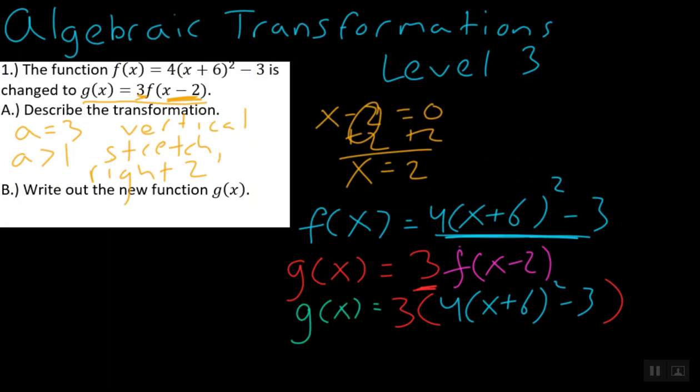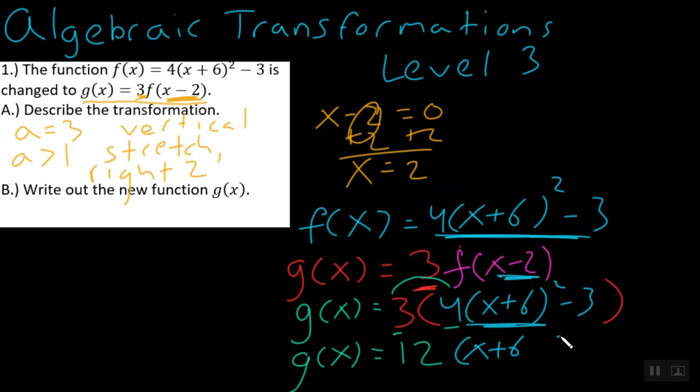And just like we did in our previous problem, I know that when I distribute this 3, it goes towards the coefficient a. 3 times 4 is 12. And what I have on the inside does not change at all. So I have x plus 6. However, since this x minus 2 is inside the function, I'm going to leave a bit of space, squared. And 3 times our constant at the end, 3 times negative 3 is negative 9.